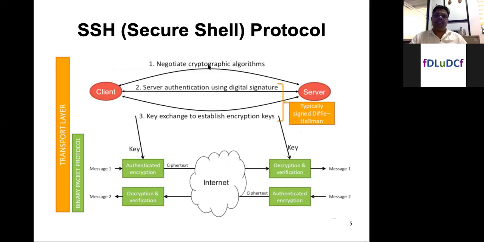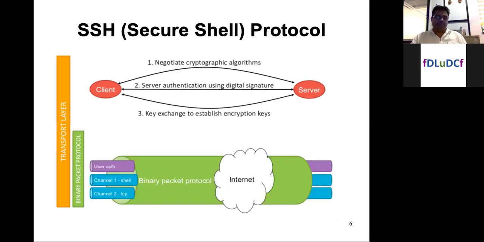Basically, SSH has a few phases in abstract. In the first phase, the client is your SSH client and the server is your SSH server. The client and the server negotiate cryptographic algorithms, key sizes, and so on. Also, the server sends its public key to the client.